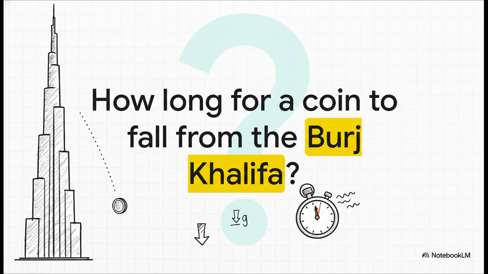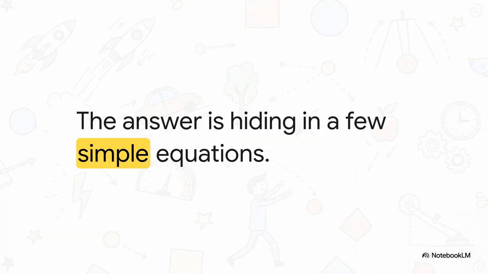Just imagine it. You're standing at the tippity top of the tallest building in the world, the Burj Khalifa, and you drop a coin. How long does it actually take to hit the ground? I mean, that sounds crazy complicated, doesn't it? Well, turns out we can figure it out with just a little bit of physics. And the secret isn't some super complex computer model or anything like that. Nope. It's hiding in plain sight, tucked away inside a handful of really elegant and powerful equations.